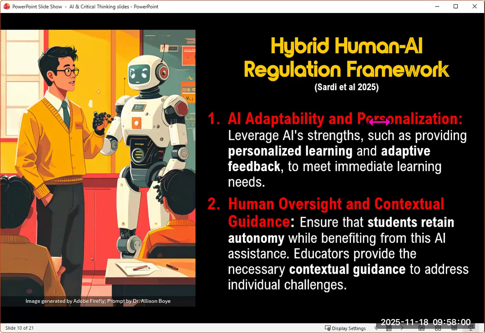So AI adaptability and personalization, leveraging its strengths. So things like providing personalized learning or adaptive feedback to meet some of those immediate learning needs, but emphasizing human oversight and contextual guidance. So things we've already been talking about, right? So ensuring that students are maintaining ownership and autonomy over the work that they're doing while benefiting in different ways from this AI assistance. And so that's where we come in as educators, right? We are helping provide some of that necessary contextual guidance to help them address some of those challenges.